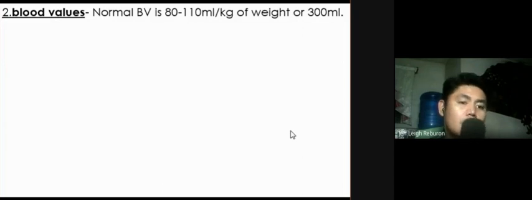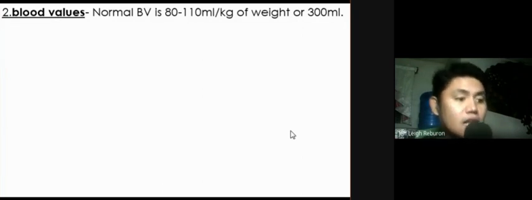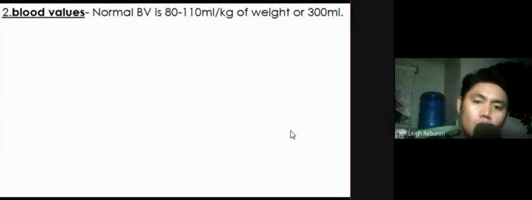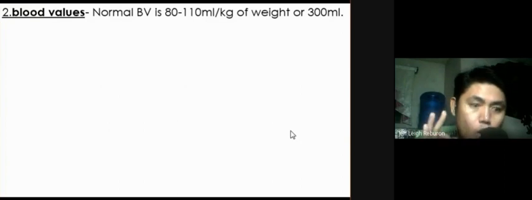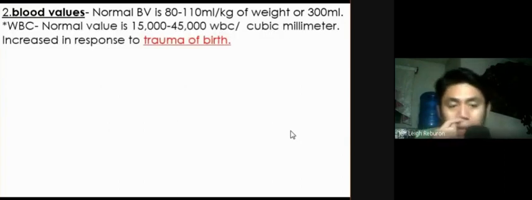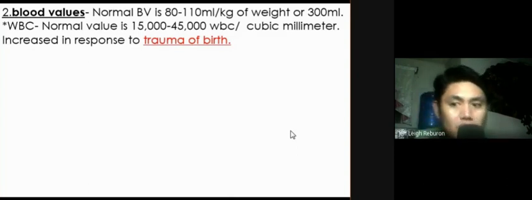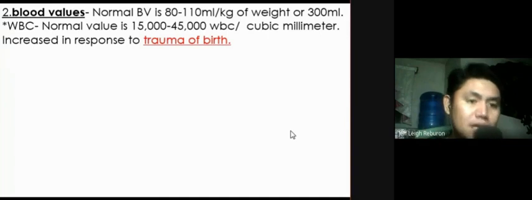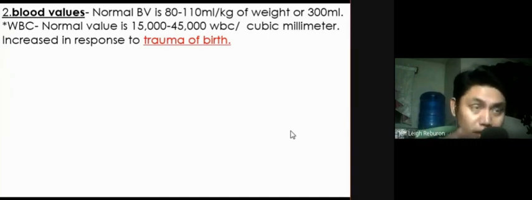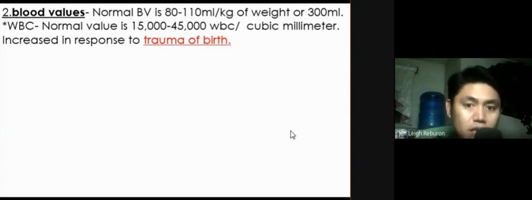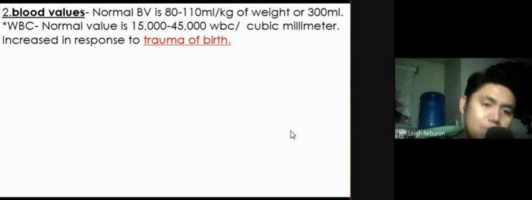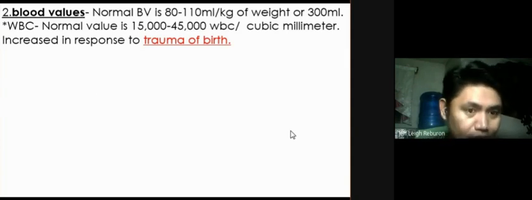Approximately, when they are newly delivered, kapag kapapanganak pa lamang ni newborn po, they have approximately 300 ml of blood. Now, ano yung pinaka-importante dapat na matutunan natin dito when it comes to the blood values? Yung WBC po ng bata, the normal value of it is 15,000 to 45,000 WBC per cubic millimeter. That's the normal. Pero pag siya ay pinanganak, anong nangyayari?